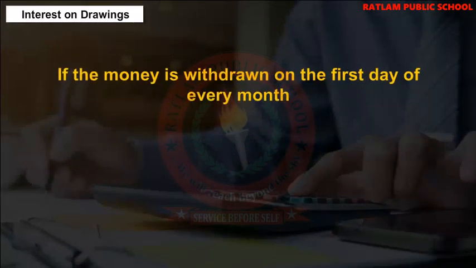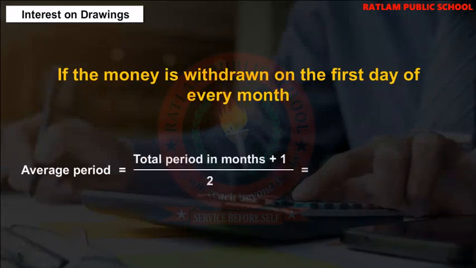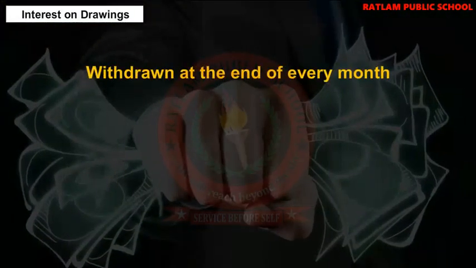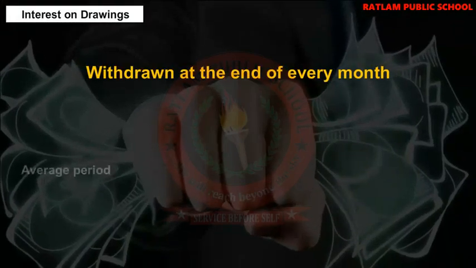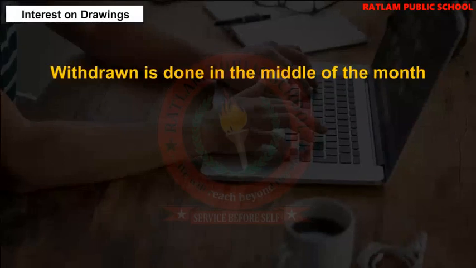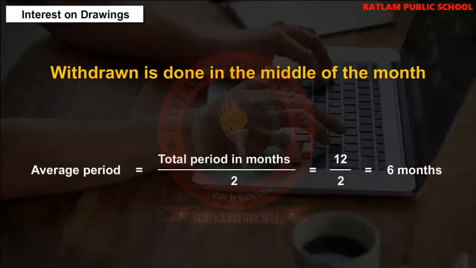If the money is withdrawn on the first day of every month, interest on the total amount will be calculated for 6 months and 15 days. If withdrawn at the end of every month, it will be calculated for 5 months and 15 days. And if the withdrawal is done in the middle of the month, it will be calculated for 6 months.